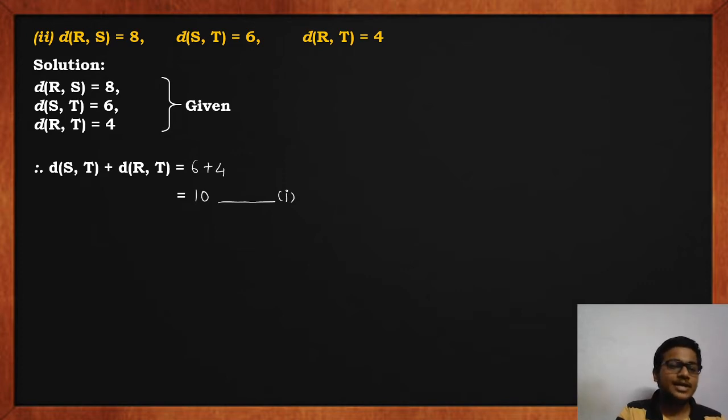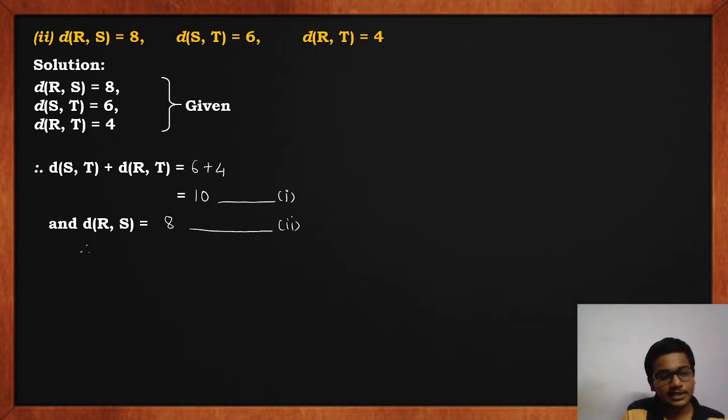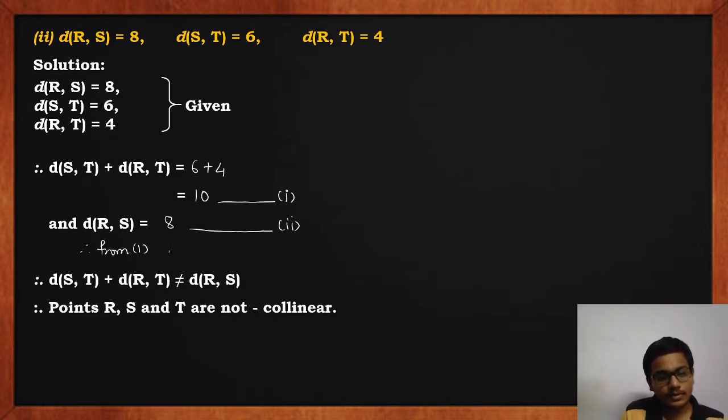Now compare it with the biggest distance, that is distance RS. Distance RS is 8 units. Mark this as number 2. So what we can write is therefore from 1 and 2, distance ST plus distance RT, whose value is 10, is not equal to distance RS, whose value is 8, because 10 and 8 are not equal. So distance ST plus distance RT will not be equal to distance RS. So therefore, points R, S and T are not collinear.